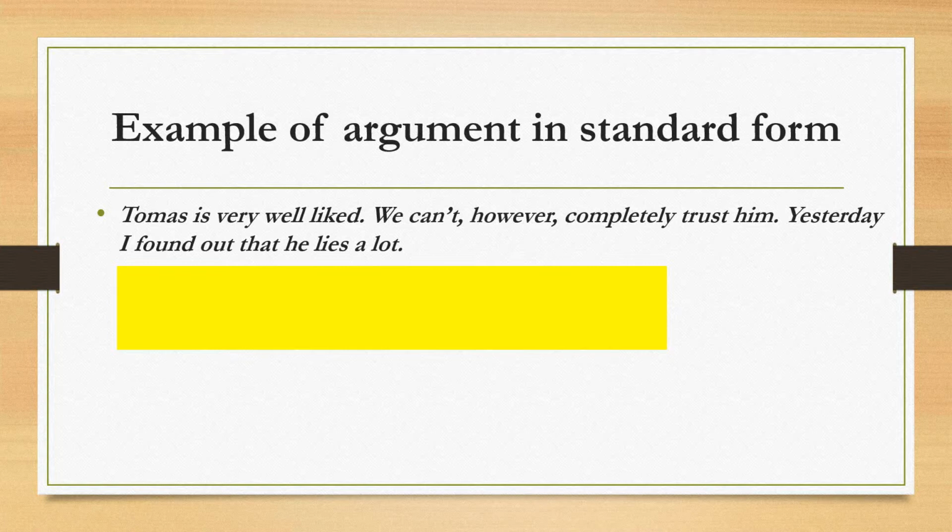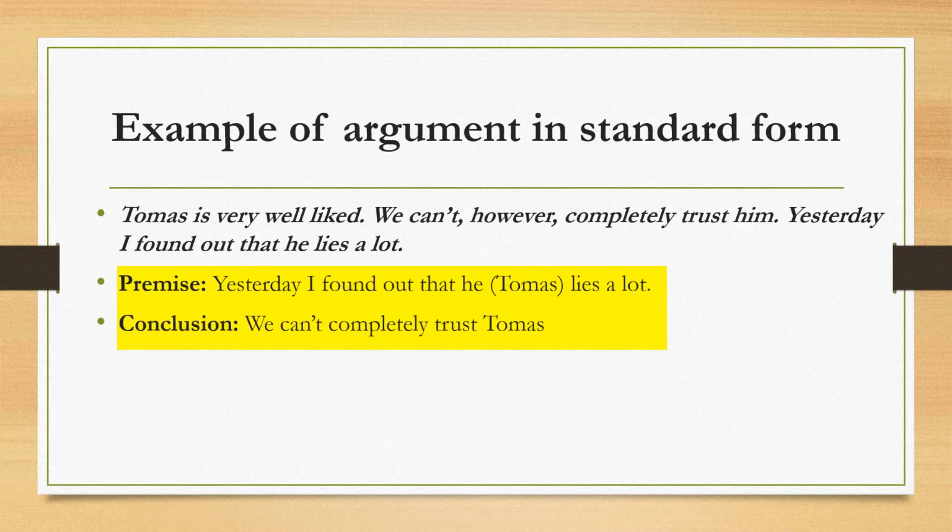He cannot be well liked because he lies a lot, and he cannot be well liked because we cannot completely trust him. Thus our conclusion must be either that we cannot completely trust him or that he lies a lot. Note that yesterday I found out that he lies a lot can only be a reason and thus a premise for the fact or the conclusion that we can't completely trust Thomas. Thus our premise is that he lies a lot, and our conclusion is that we can't completely trust him. The highlighted portion shows us what our argument looks like in standard form.